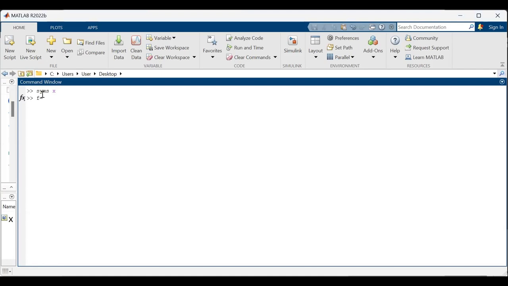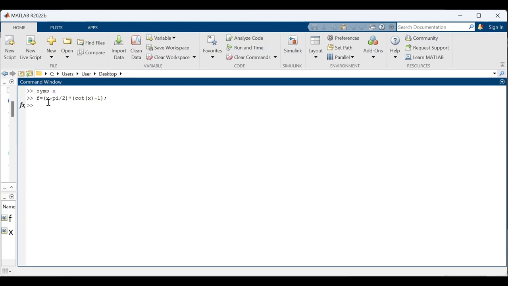So our function f is equal to, what was our function? Open bracket, x minus pi over 2. So pi in MATLAB is just small letter p and small letter i, times cotangent of x, cotangent of x, minus 1. Okay, so that is the function given to us.